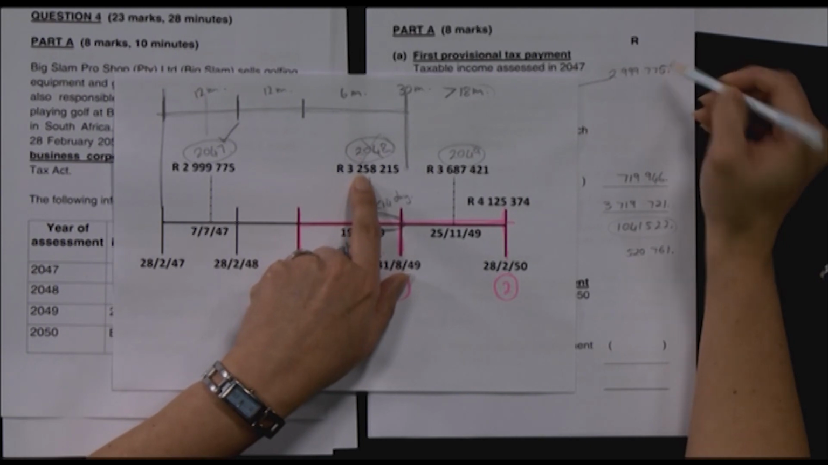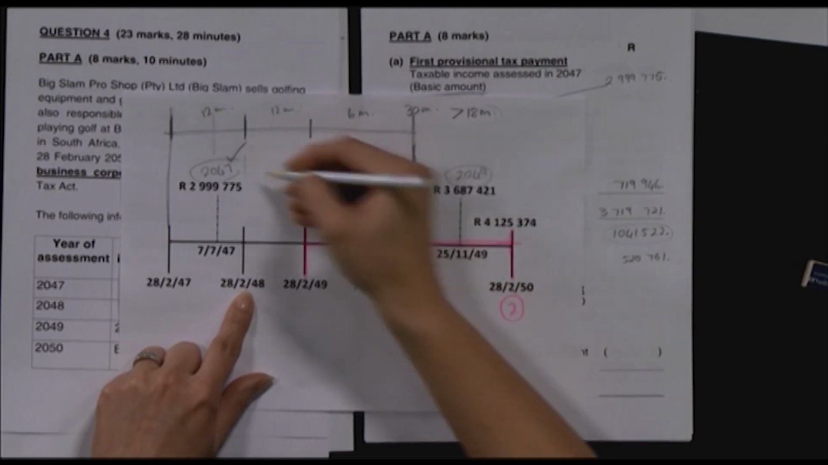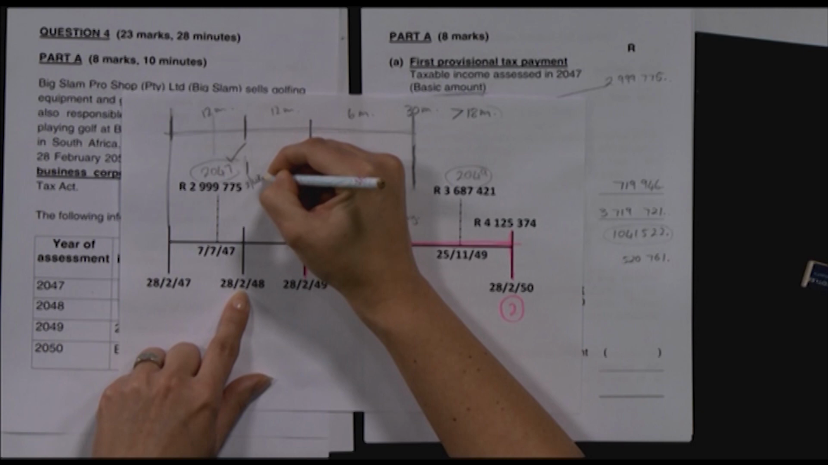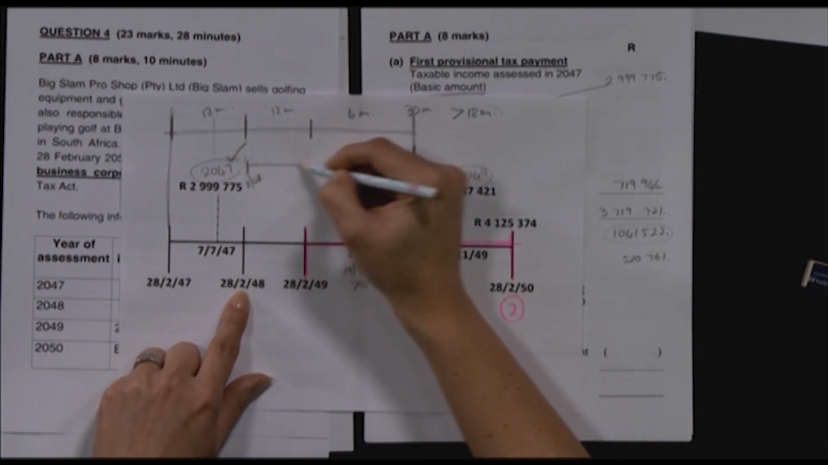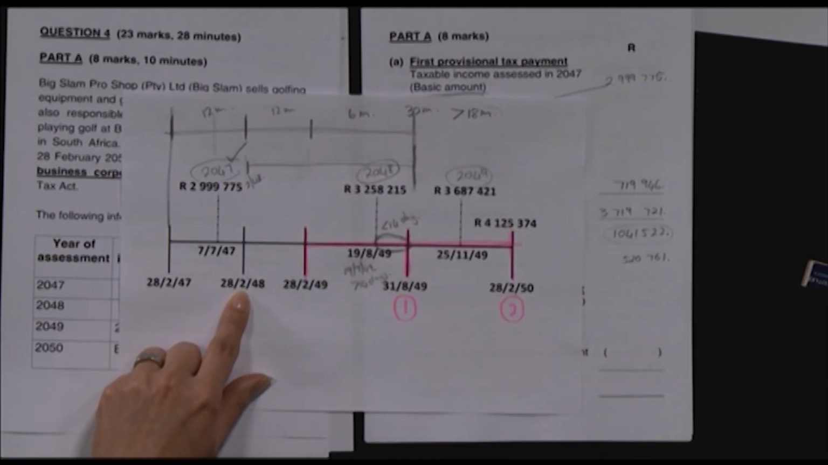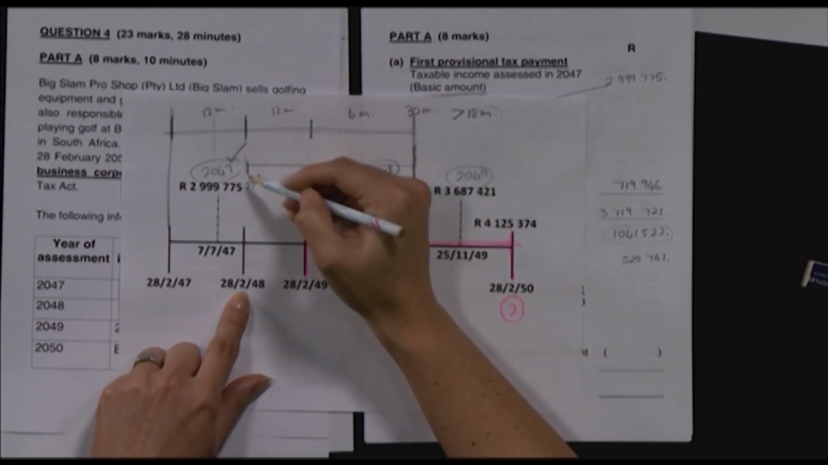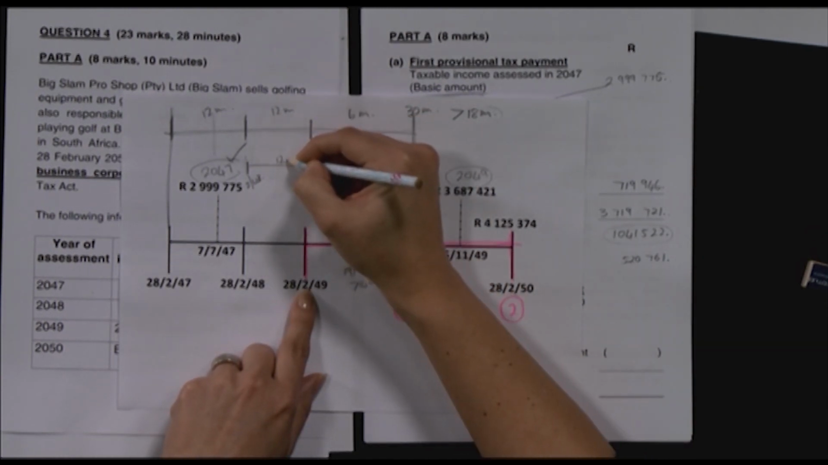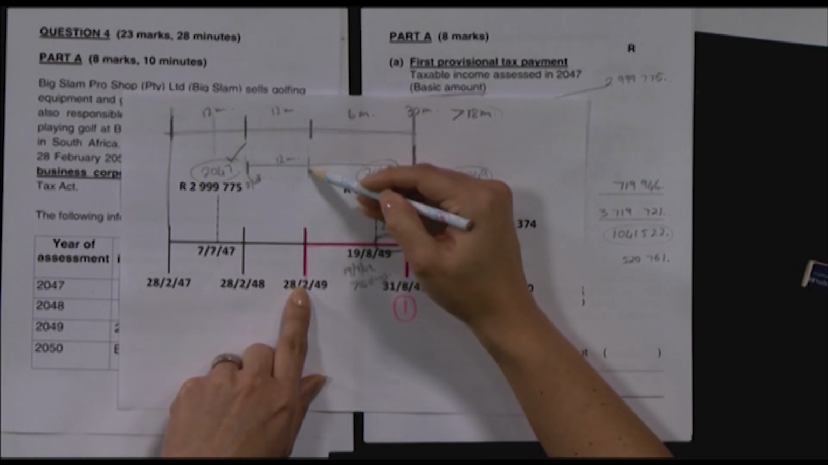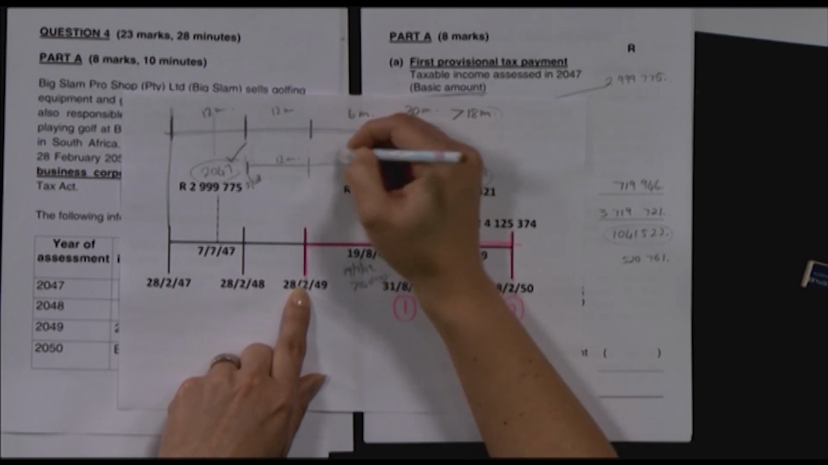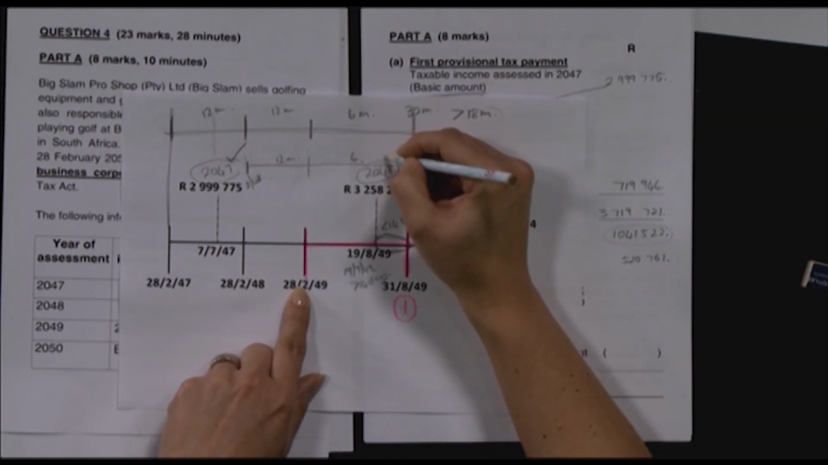And now I have to determine the 18 months rule. So I'm going to indicate the end of the year of assessment for my 2048 year, which is February 2048. And then this period from there up to the date that the payment is due, I need to determine whether this is more or less than 18 months. So from February 48 up to February 49 is 12 months. Then from February 49 up to August 49 is 6 months. So this is exactly 18 months. It's not more than 18 months.